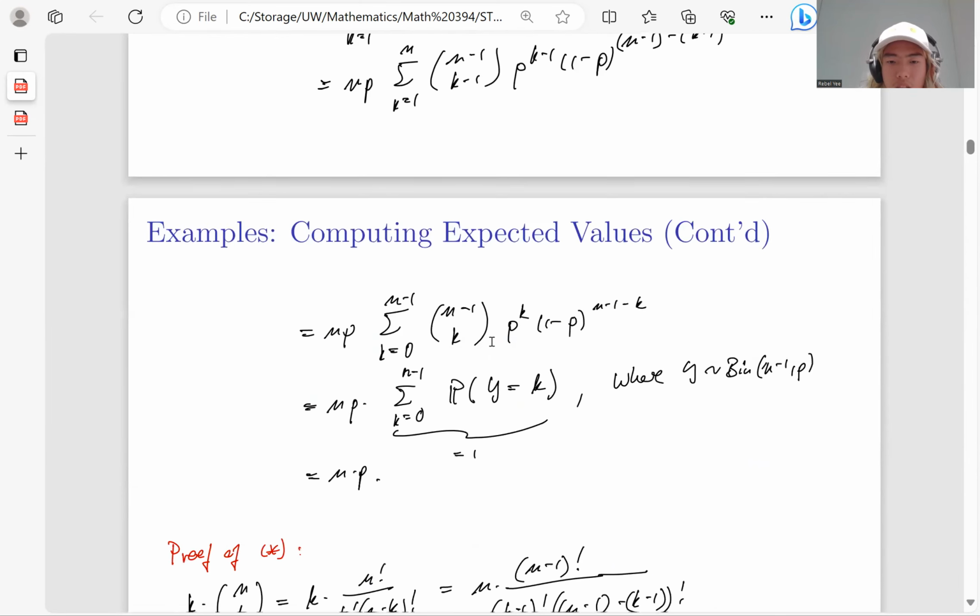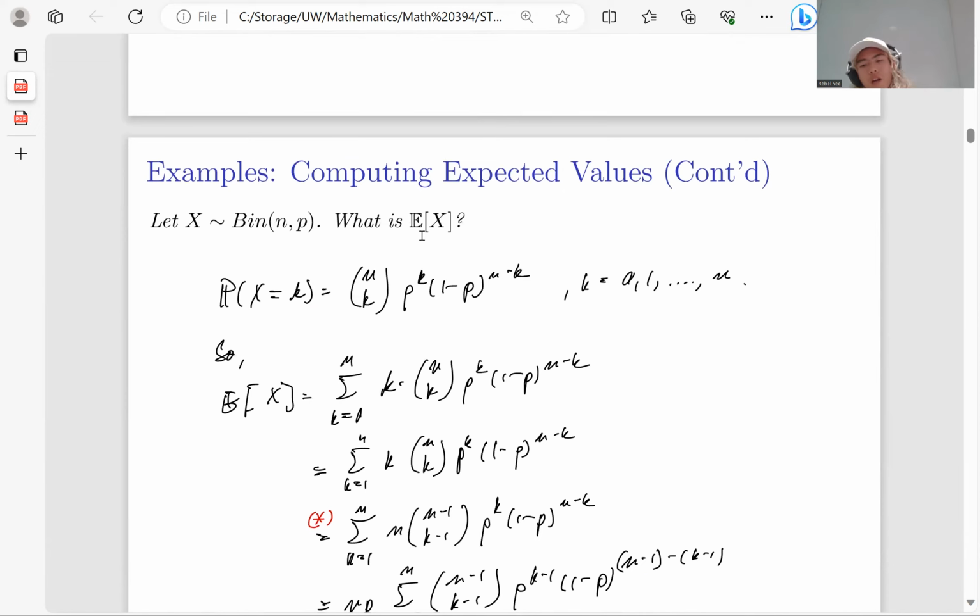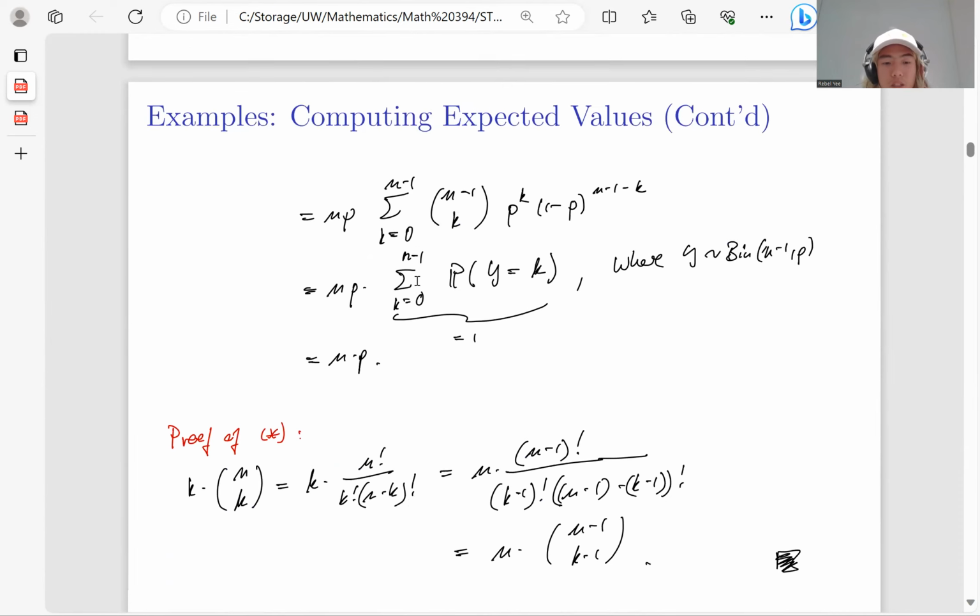And now we can say that this is exactly the formula of another binomial distribution, in which p is still p, but the number n becomes n minus 1. We know that the summation of all of the cases for one binomial distribution is 1, and we have np left out. So the value is np times 1, which is n times p. So the expected value of any binomial distribution is n times p.